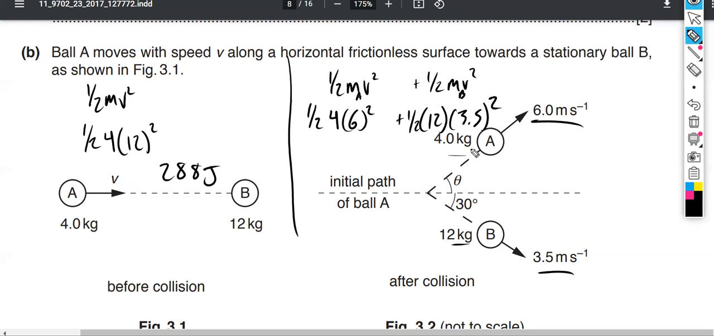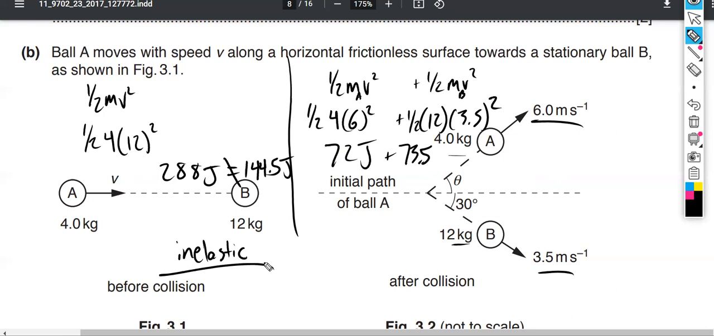6 squared is 36 times 4 times one half. So there's 72 joules of kinetic energy in A. 3.5 squared times 12 times one half gives us 73.5 joules in B. So they basically have the same amount of energy. This one's slower, but it's more massive. 73.5 plus 72 is not 288. And so we can conclude what? It's an inelastic collision. It's somewhat inelastic.